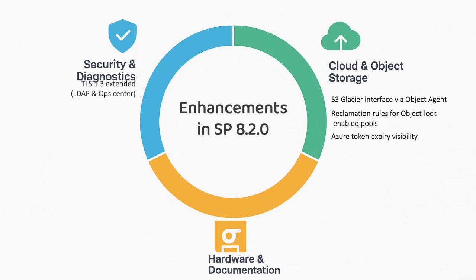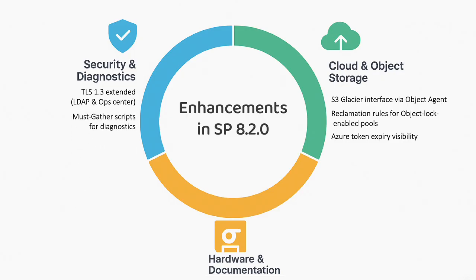The next enhancement is related to security. IBM has extended TLS 1.3 support for server to LDAP and server to Operations Center. This means stronger encryption, future-proof security standards, and better compliance for enterprises that need hardened environments.